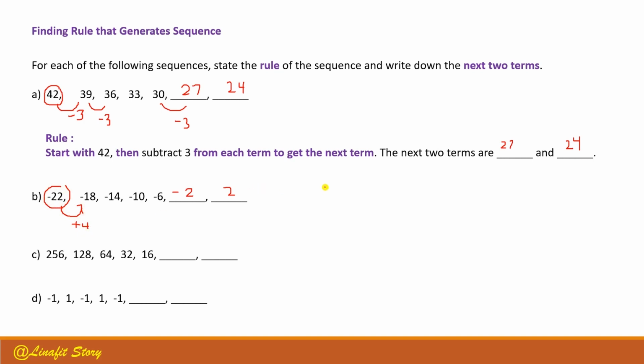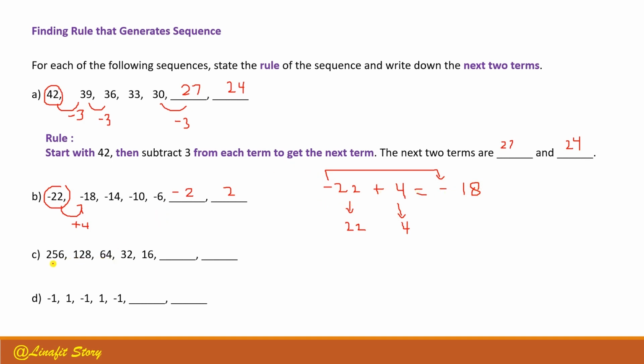Let's check. Negative 22 plus 4. The absolute value of negative 22 is 22. The absolute value of positive 4 is 4. Which one is greater, 22 or 4? 22 is bigger. So we copy its sign, negative. The difference between 22 and 4 is 18. So negative 22 plus 4 is equal to negative 18.